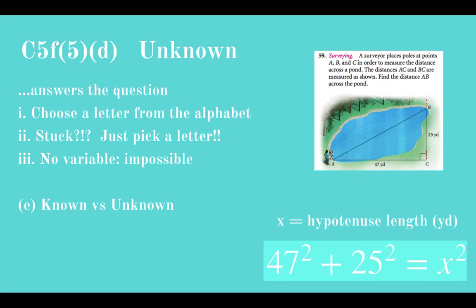Let what you don't know be X or be Y or be A or be whatever letter you want from the alphabet. Just pick a letter. If you're trying to solve an equation and you don't pick a variable, then it's impossible to even write the equation. So once you pick a letter to represent what you don't know, then you can write an equation.